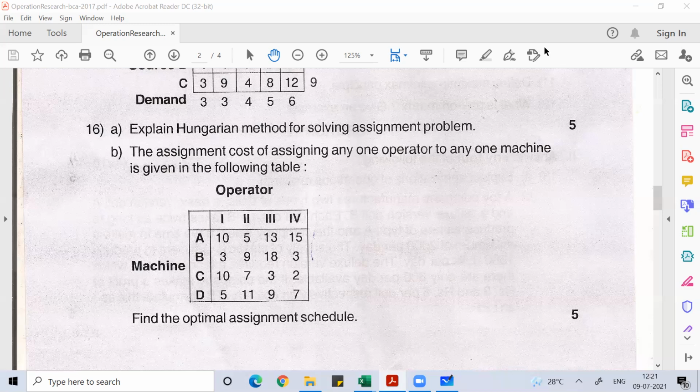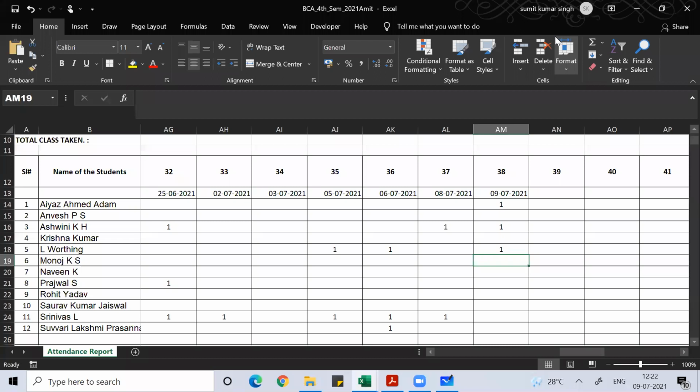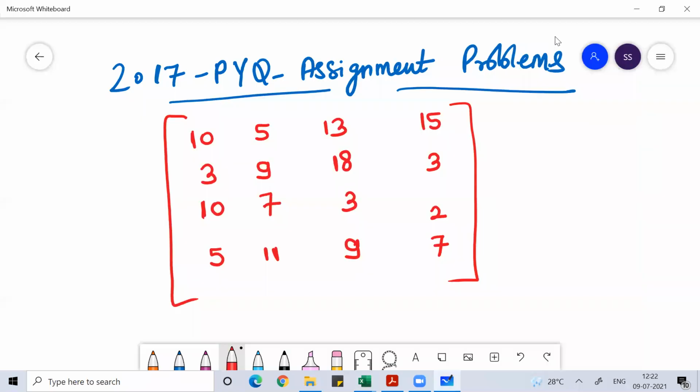So here, when we look into this problem, explain the Hungarian method for solving the assignment problem, and here you saw the problem. This problem is like this. Now basically this is your problem, and I want to solve this problem. Just focus on the numerical, guys. Theory you can write in English by yourself.